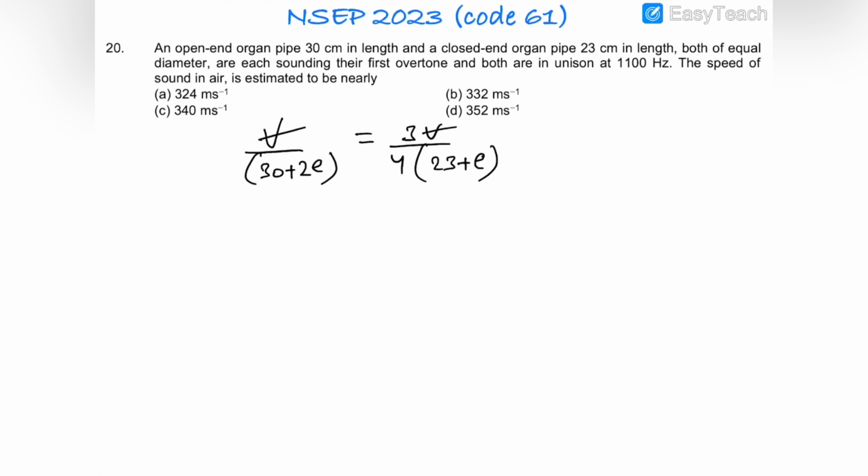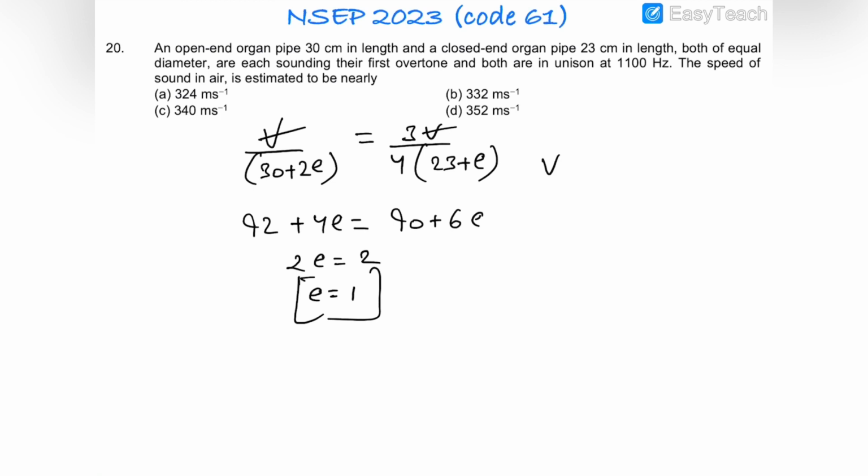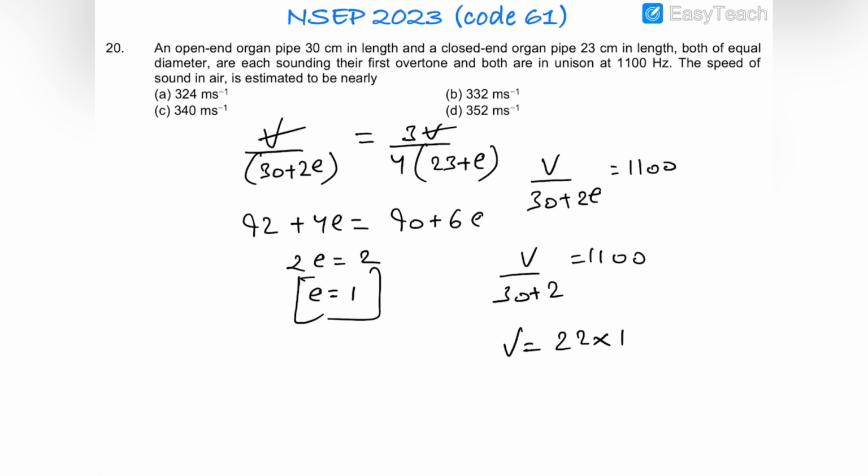Cancelling V with V, we can see that 92 plus 4E is equal to 90 plus 6E. So 2E is equal to 2 and E is equal to 1. Now if E is 1, then V by 30 plus 2E is 1100, so V by 30 plus 2 is 1100, and this length should be in meters. So V will be equal to 32 into 11, in meters per second. So it would be 352 meters per second.